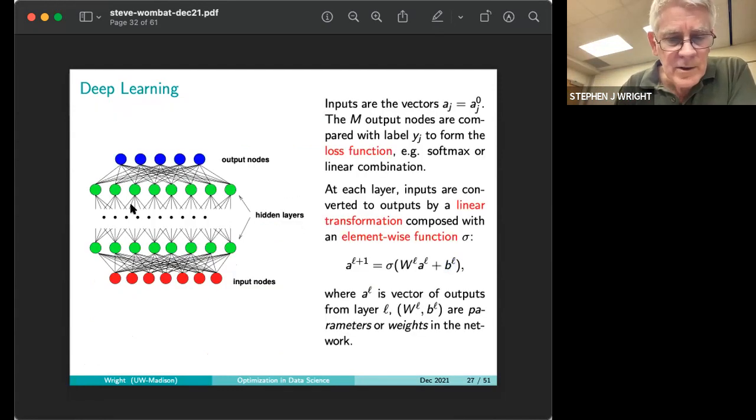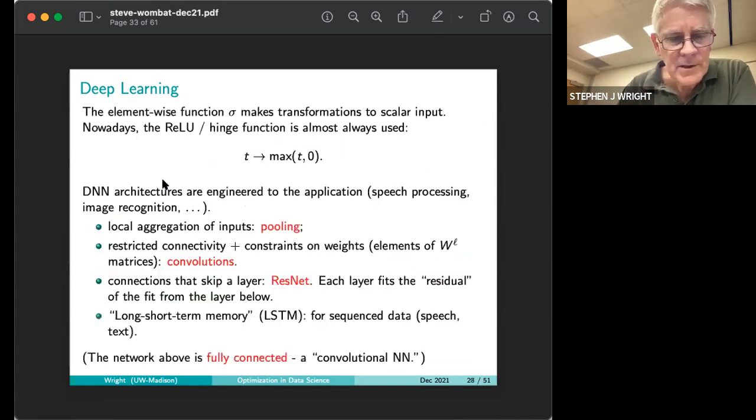So you're essentially doing a composition of a bunch of linear transformations with very simple element-wise operations, the ReLUs. That's what's going on as you move from layer to layer. And then what happens at the last layer is just some sort of linear combination.